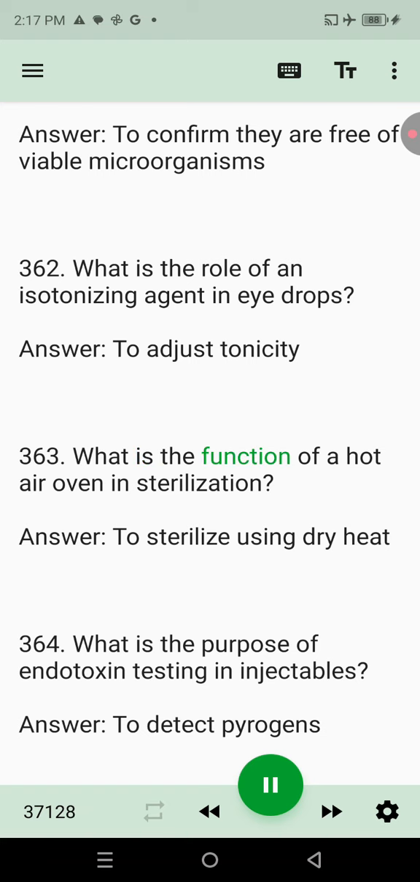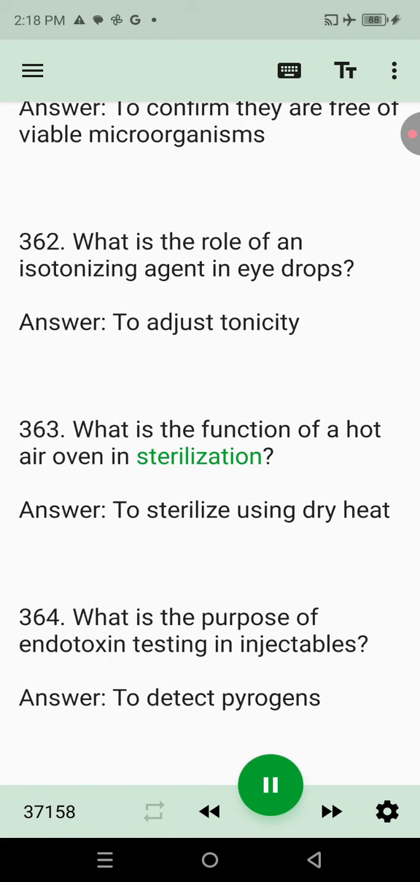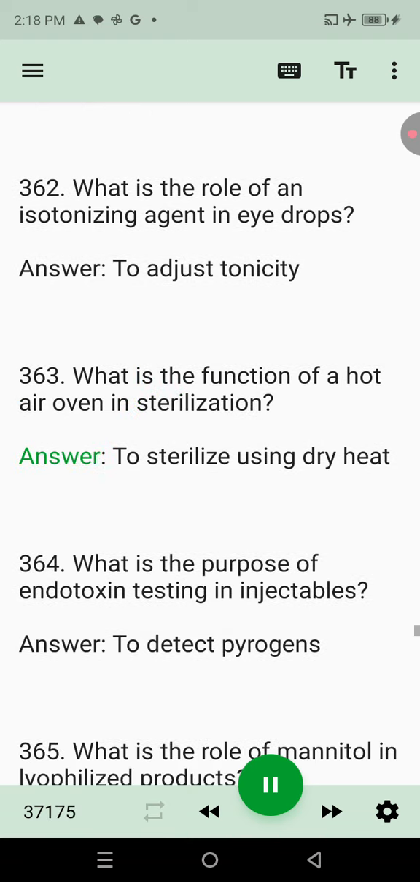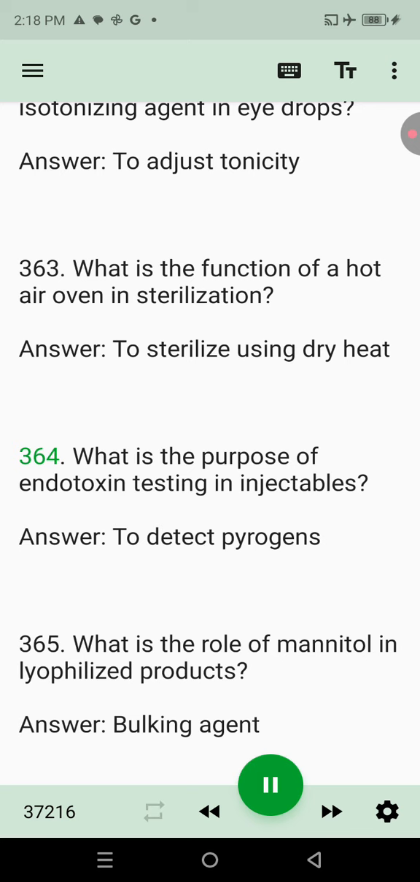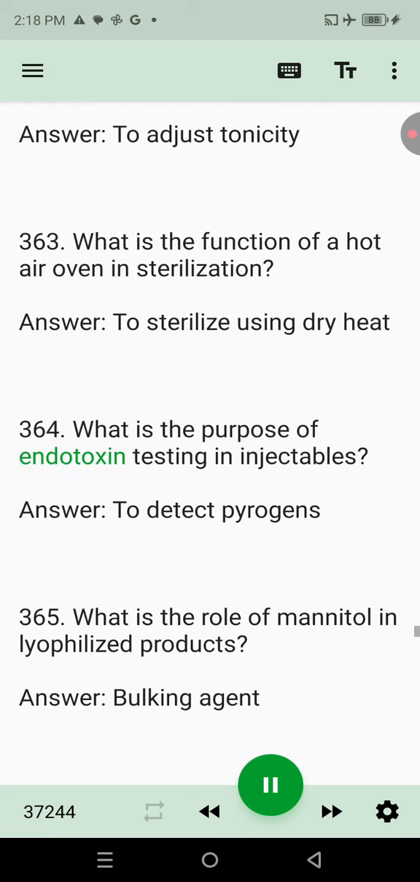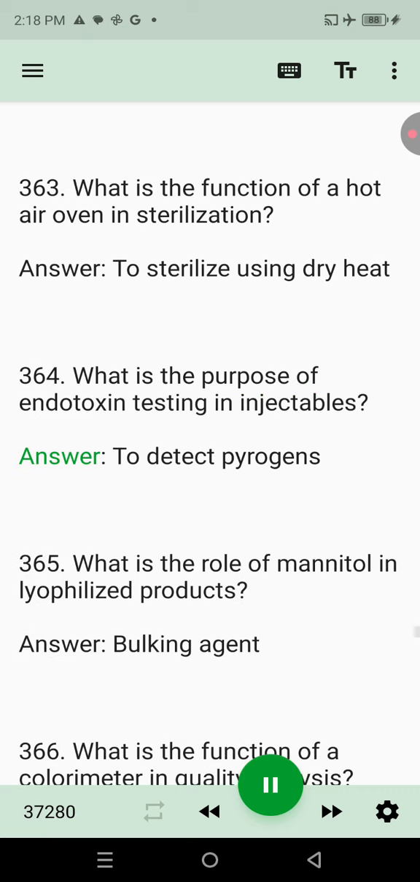363. What is the function of a hot air oven in sterilization? Answer: to sterilize using dry heat. 364. What is the purpose of endotoxin testing in injectables? Answer: to detect pyrogens.